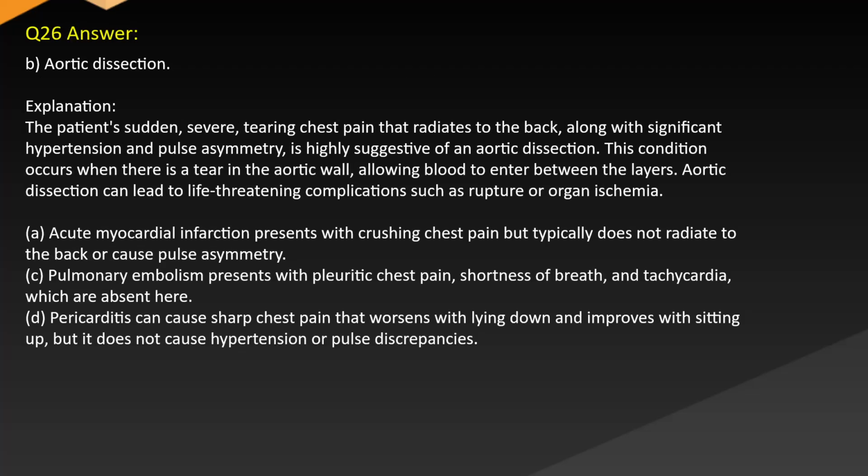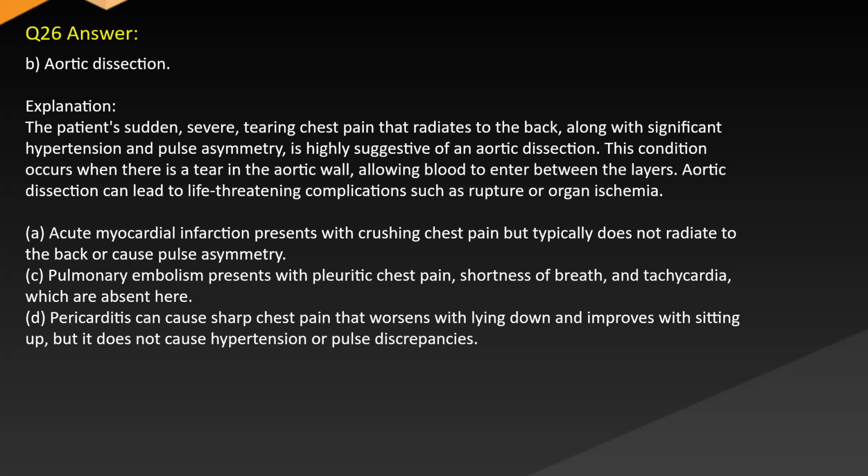Answer: B. Aortic dissection. Explanation: the patient's sudden severe tearing chest pain that radiates to the back along with significant hypertension and pulse asymmetry is highly suggestive of an aortic dissection. This condition occurs when there is a tear in the aortic wall, allowing blood to enter between the layers. Aortic dissection can lead to life-threatening complications such as rupture or organ ischemia.